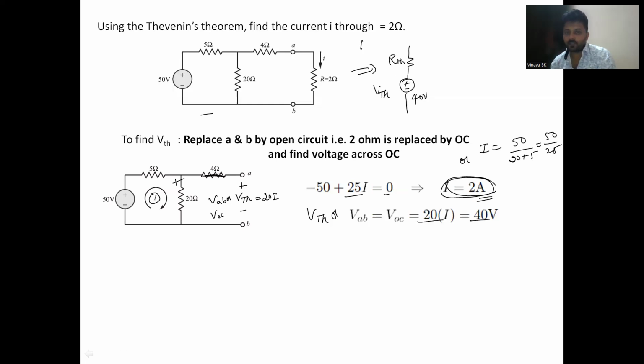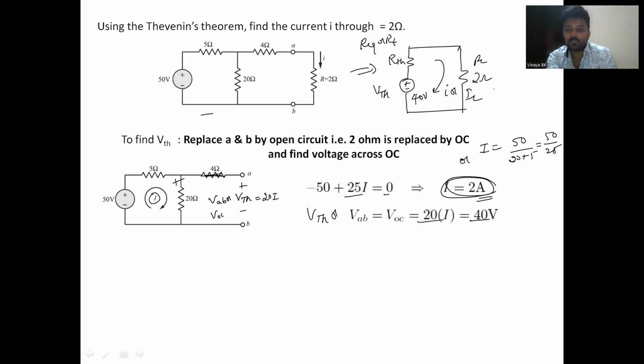In some of the textbooks, they call that R equivalent or RT. Across the load resistor, you know the value of the load resistor, that is 2 ohm. The current flowing through this is I or IL. It is up to you, the notations. So to find RTH, what do you do?